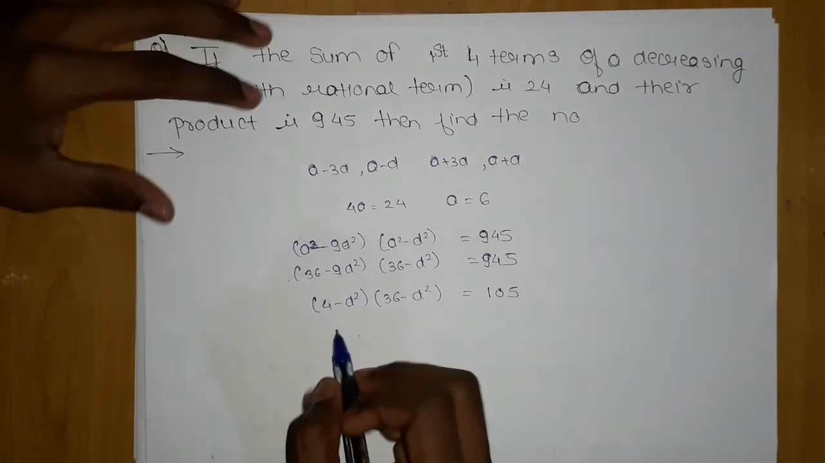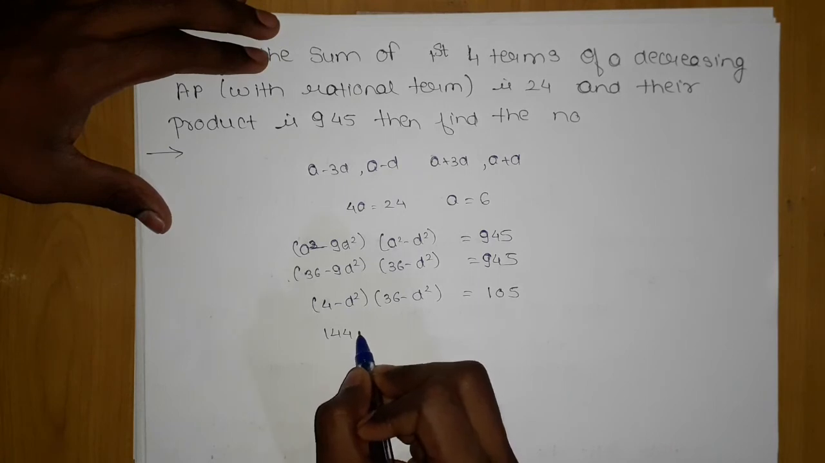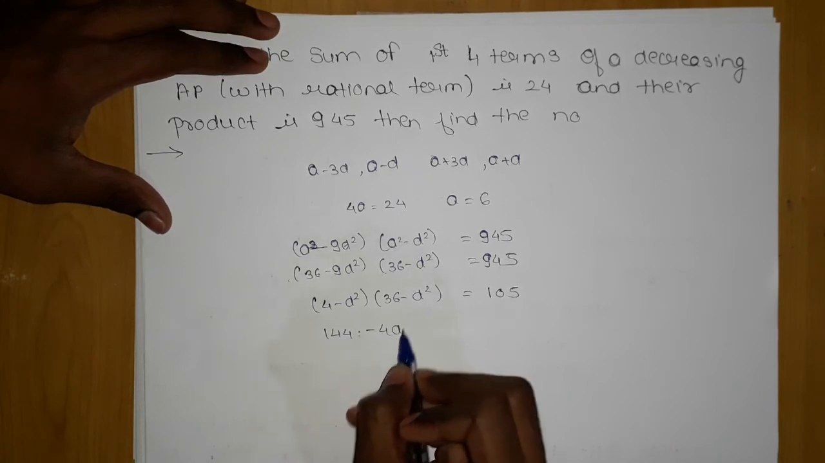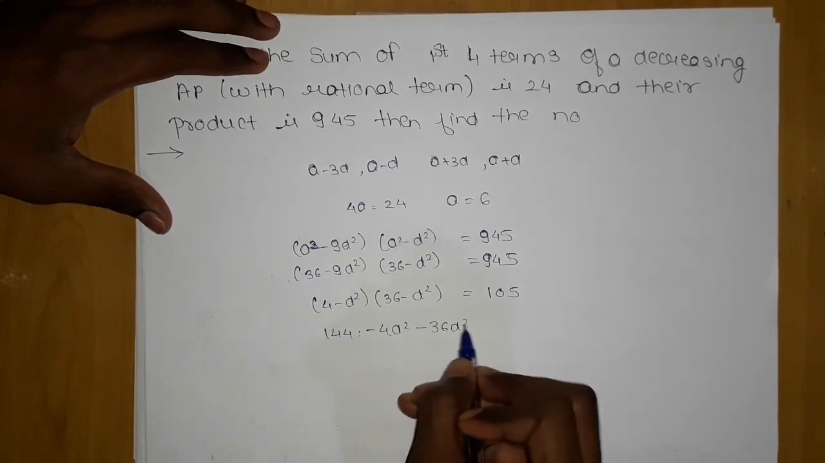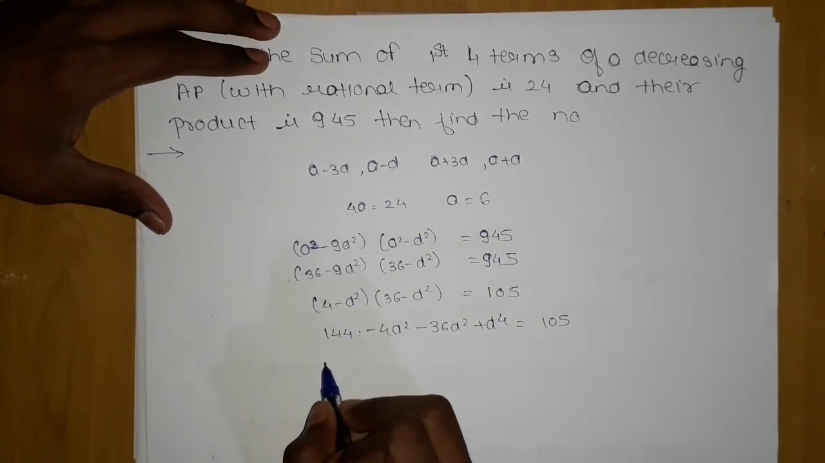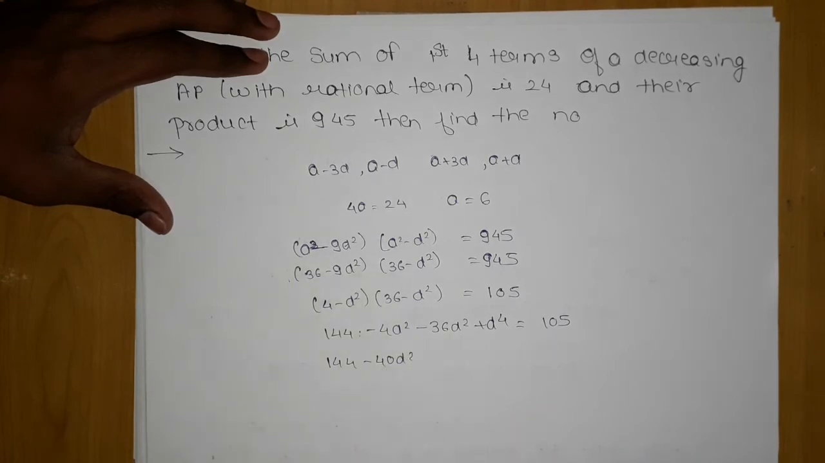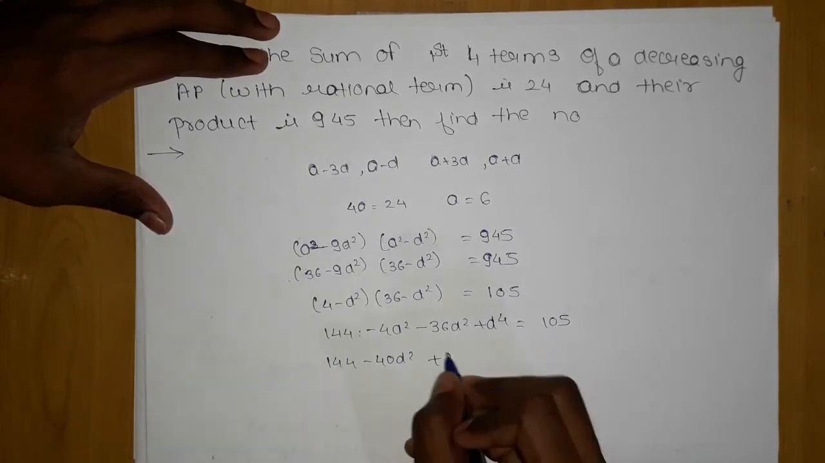Now if I multiply the things, I have 144 minus 4d square minus 36d square plus d raised to 4 equals 105. So I have 144 minus 40d square plus d raised to 4.